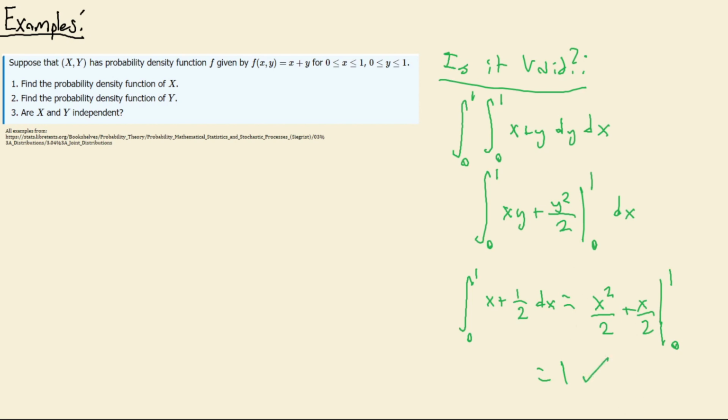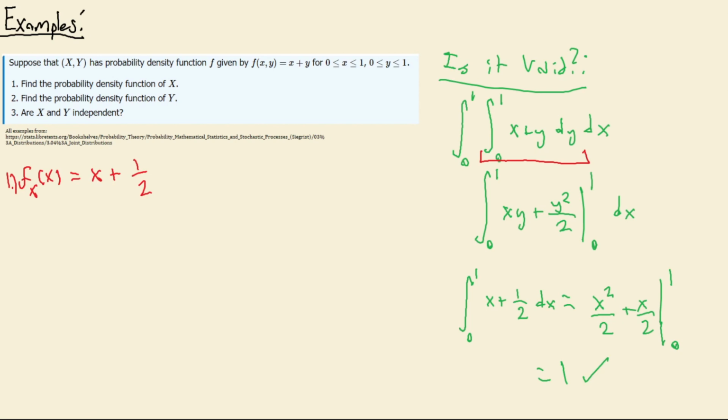Now let's try our hand at finding these marginal probability density functions. We actually already did this for x, because in this problem we integrated the joint probability density function over all possible values of y, and so this gives us our marginal probability density function for x. We determined that this was equal to x plus 1/2. So our marginal probability density function for x is denoted like this, and it is just x plus 1/2.